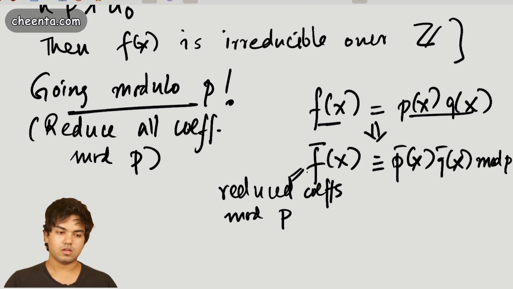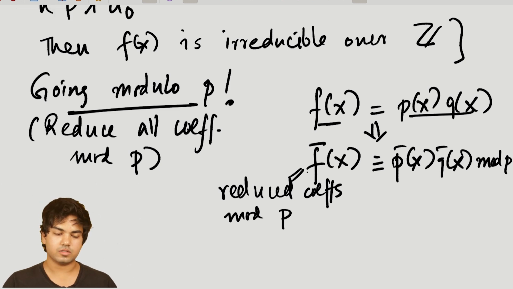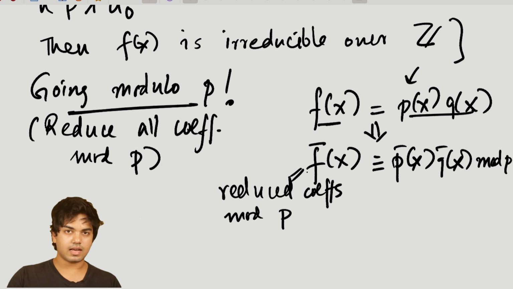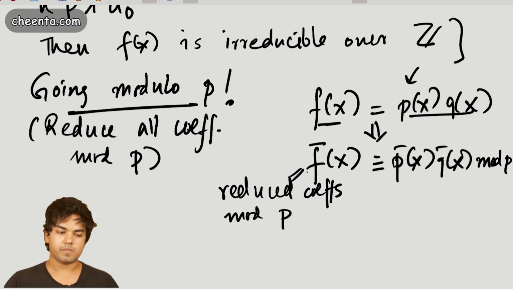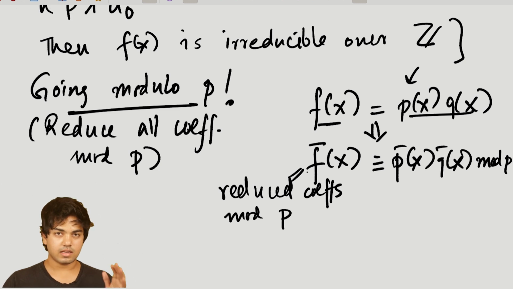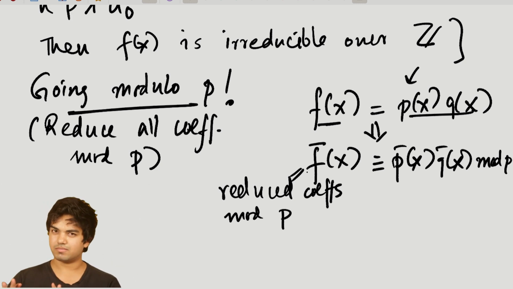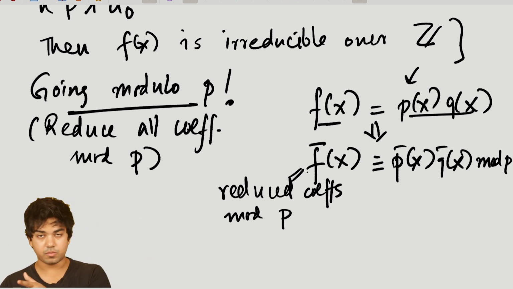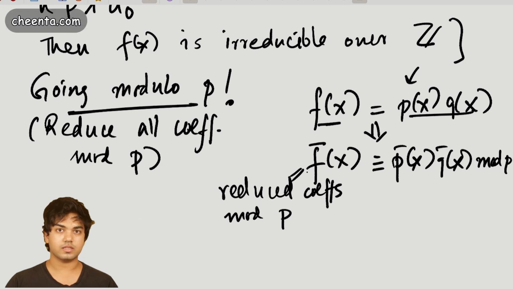So in particular, unless something very uncanny happens, which is the leading coefficient being divisible by p, but we never have that kind of an issue because we usually deal with monic polynomials, as in the leading coefficient is 1. So unless something like that happens, in which case you actually are in trouble because the degree of the polynomial actually goes down.